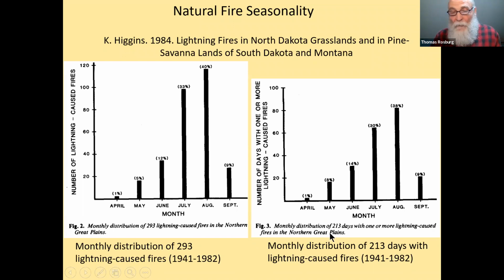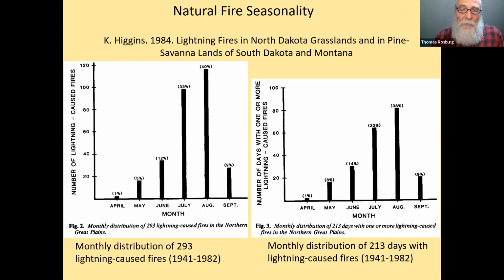That, of course, means that there were some situations where there were multiple fires, 2 or more fires going on the same day. But these show basically the same thing. We can clearly see that July and August are the months when lightning-caused fires are much more likely to occur.